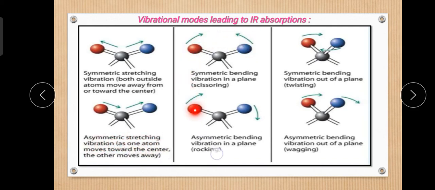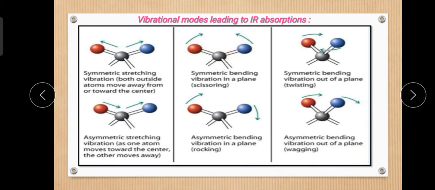Now the second type is the bending. This is the stretching, this is the bending, and again this is the bending but in a different way. So this kind is the symmetric bending vibration in a plane, that is a scissoring. It is also known as scissoring. Here we consider the center and these two are the outside atoms.